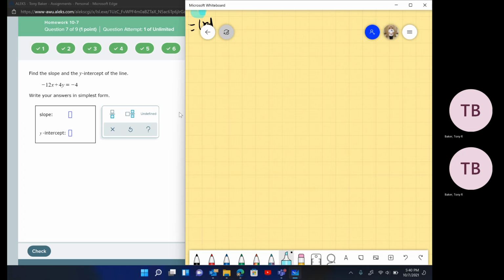All right, so we've got, oh, let me write in the marker instead of a highlighter. -12x plus 4y equals -4. Good. You're going to be quiet for a minute. All right.